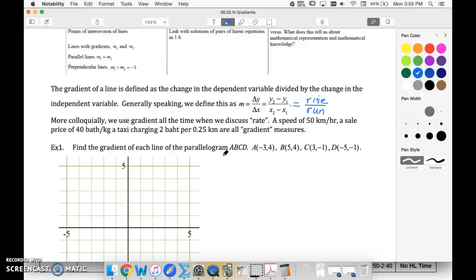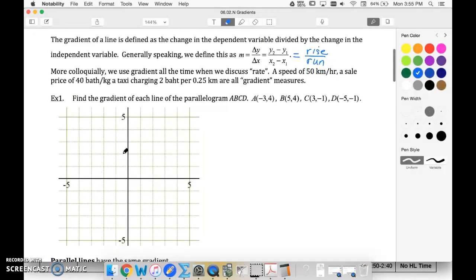If we think back to our last set of notes, we had that parallelogram. So I'm going to look at it again and find the gradient of each line. So looking at my points, negative 3, 4 is here, and then 5, 4 up here, 3, negative 1, 5, negative 1. So let's label them first. So we had A, B, C, D. And we know we have a parallelogram.